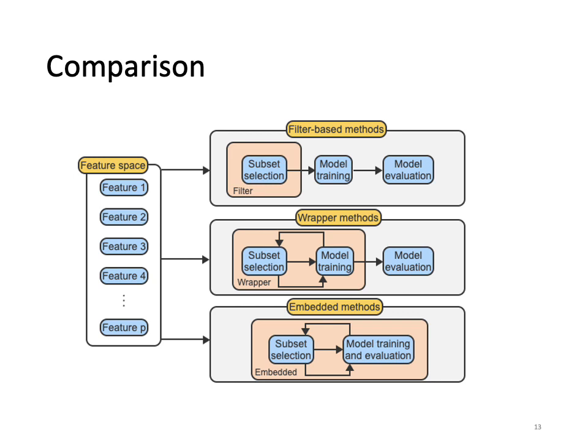With embedded methods, which are the most efficient, you are incorporating subset selection, model training, and model evaluation into one single phase, one single algorithm. You do all three at once.